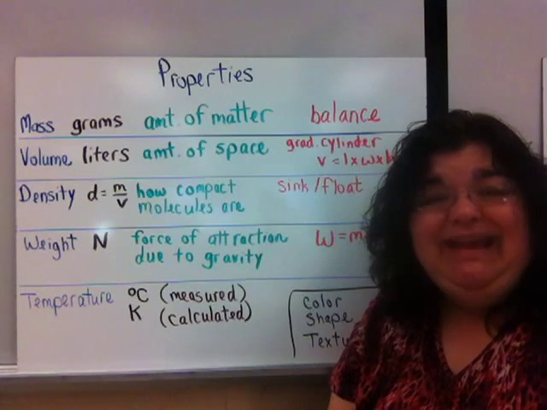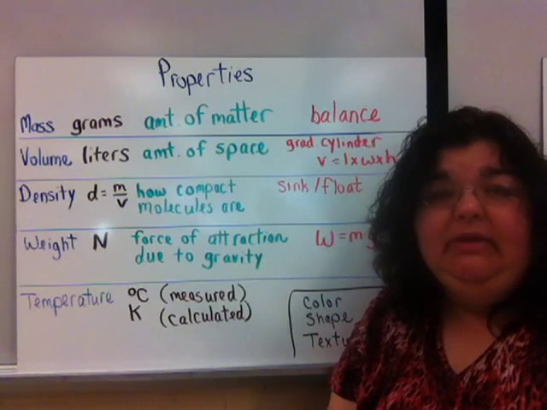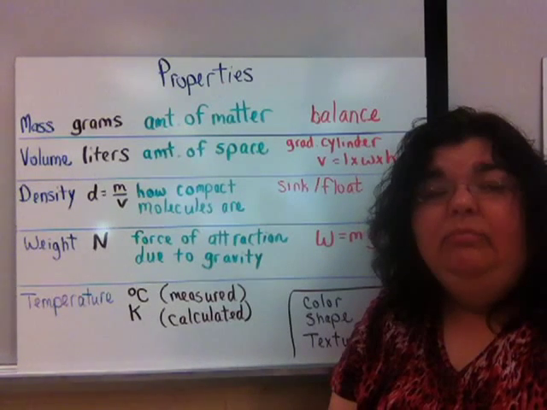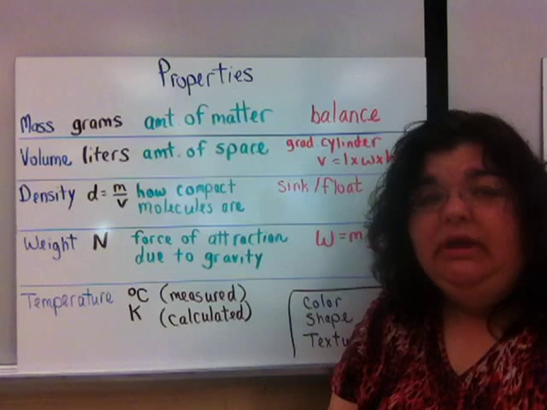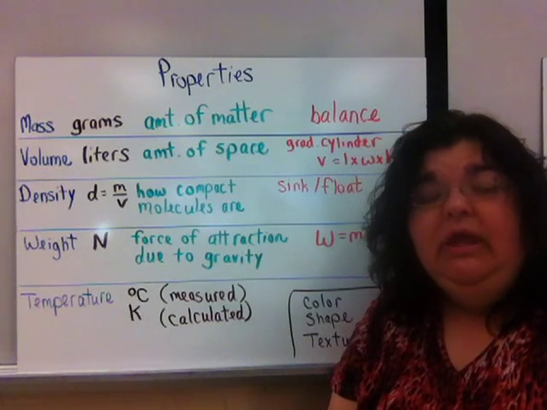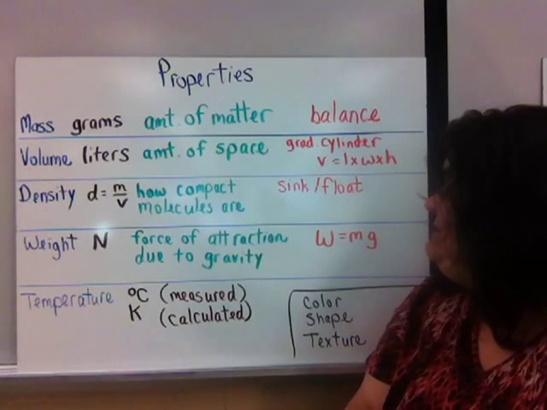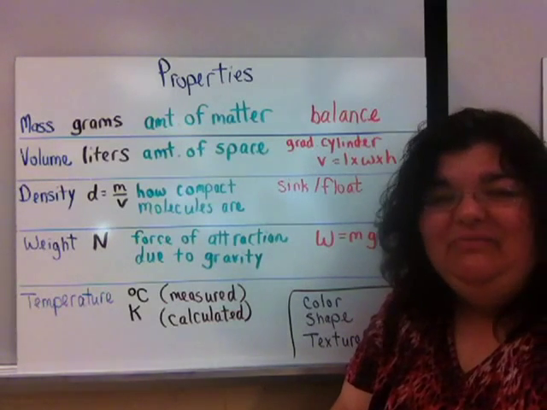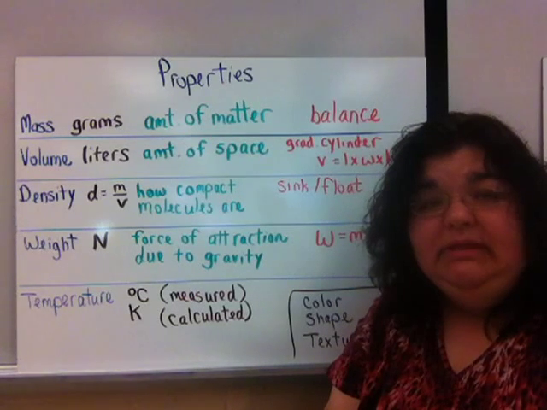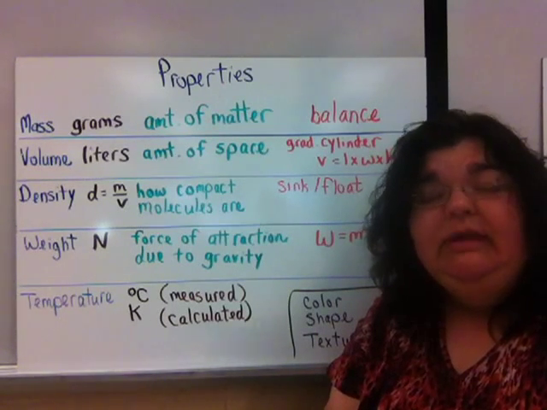Water is our standard for density that we compare everything else to. Water's density is 1 gram per 1 milliliter of water. So if something has less than 1 gram per milliliter of density, it will float in water. And if it has something greater than 1 gram per milliliter density value, it will sink in the water.